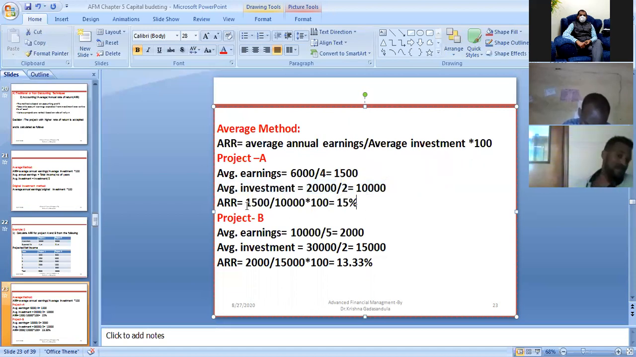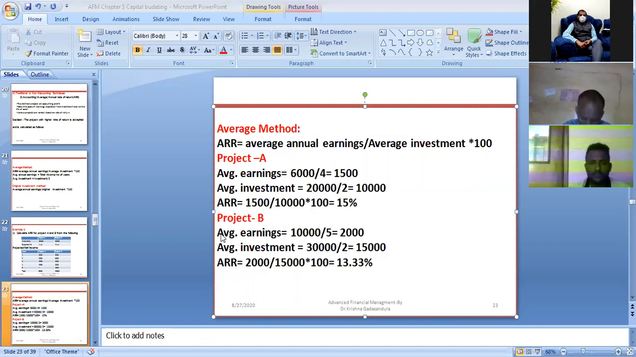Okay, so ARR equals 1,500 by 10,000. That is average earnings by average investment times 100, which equals 15%. 15% is the rate of return. Now, that is the calculation of ARR.